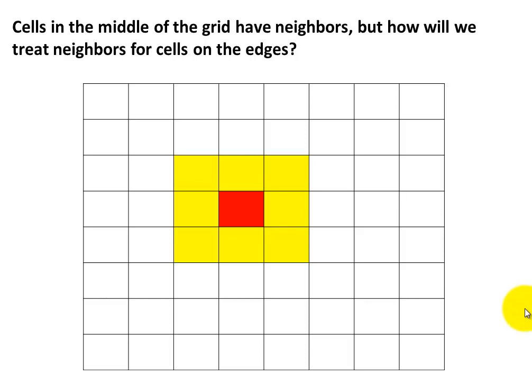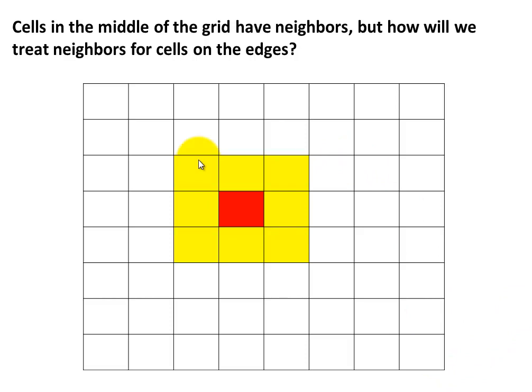Hello! In the previous videos you've learned a bit about cellular automata, and you've also seen examples of different types of neighborhoods, more specifically the Von Neumann and the Moore neighborhood. In this video we're going to talk about edge conditions or boundary conditions.